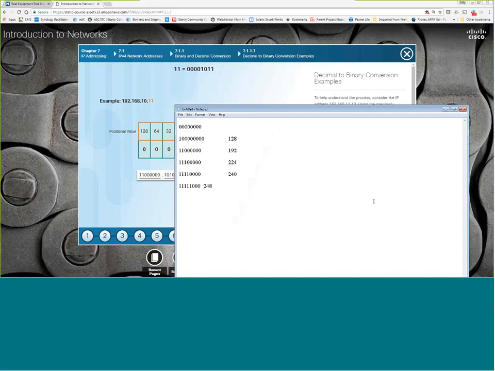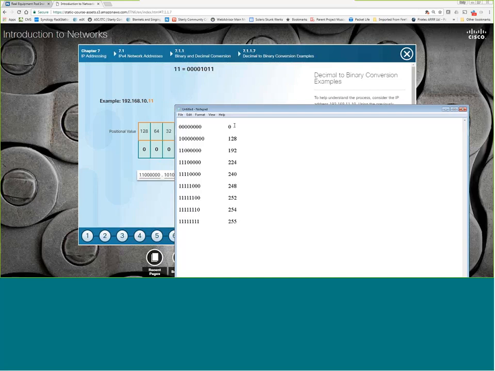$248. Oops, got tab. And I just continue out. 252. 1, 2, 3, 4, 5, 6, 7, 8. 254. And of course, all ones is 255. So you can see here that if you look at all the possible ranges of an octet, they are from 0 to 255, or 256 possible positions, because you do count the 0 positions, so 0 to 255.